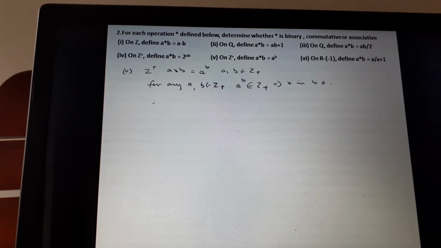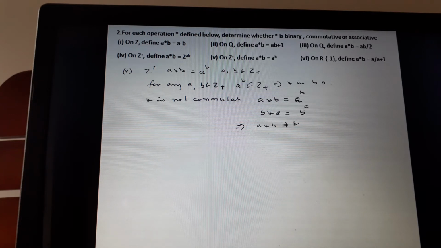Second, is it commutative? Let us check. Star is not commutative. Why? Because see, A star B is A to the power B, but B star A is B to the power A. So they cannot be equal. This implies A star B cannot be equal to B star A.